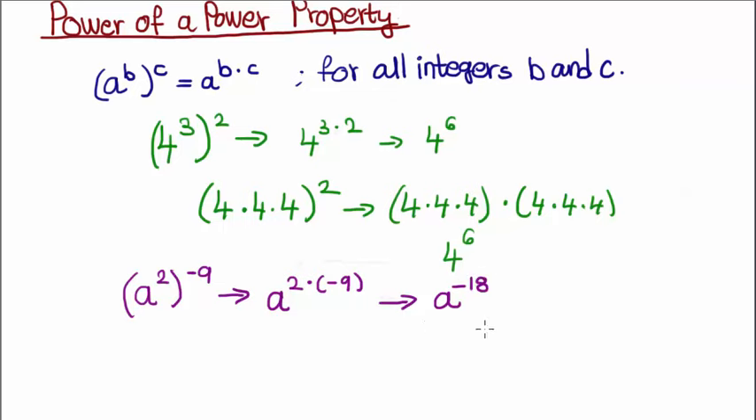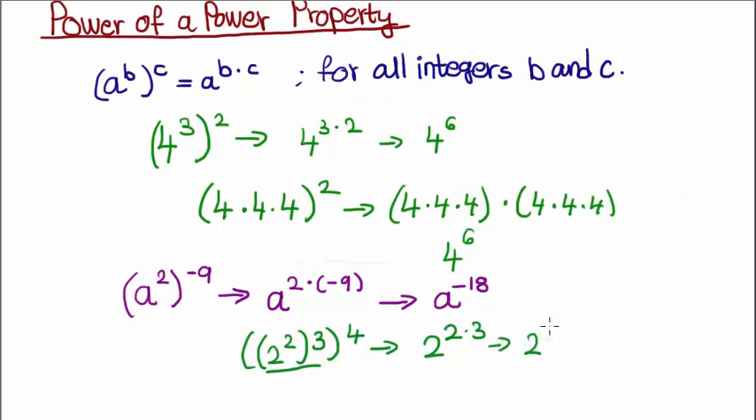So this right here is my answer when I evaluate a to the power of 2 raised to the power of -9. If I have something such as 2 to the power of 2, that is being raised to the power of 3, and that is being raised to the power of 4, I can first evaluate the inside. So I can evaluate 2 raised to the power of 2 raised to the power of 3. That is the same thing as saying 2 to the power of 2 times 3. And that is the same thing as saying 2 to the power of 6.